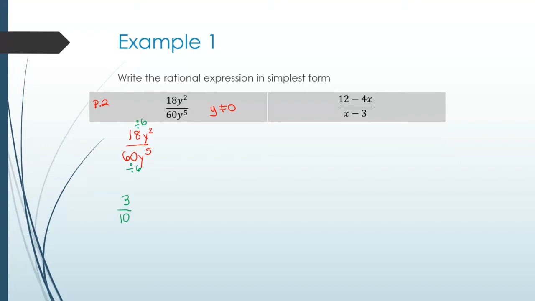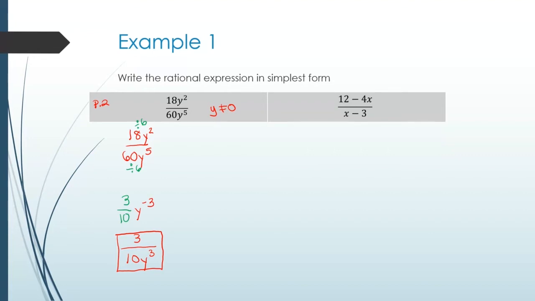Now for the variables, when we have an exponential expression, you subtract the exponents: 2 minus 5, top minus bottom. So there's going to be y to the 2 minus 5, which is negative 3. And if I have a negative exponent, I need to get rid of it by taking the reciprocal. That will actually put it in the denominator. And we end up with 3 over 10y to the 3rd. So that's the simplest form.